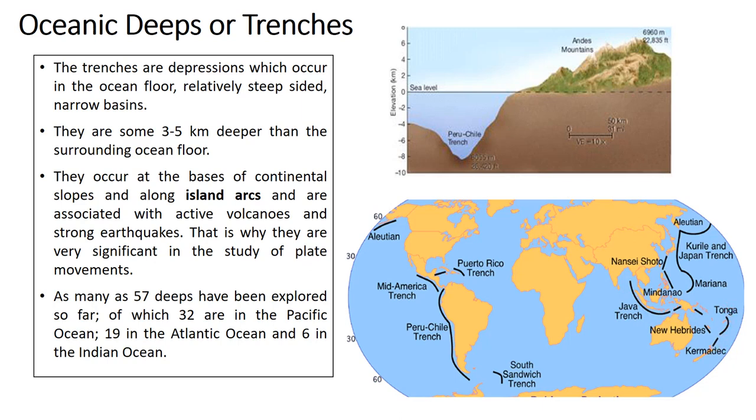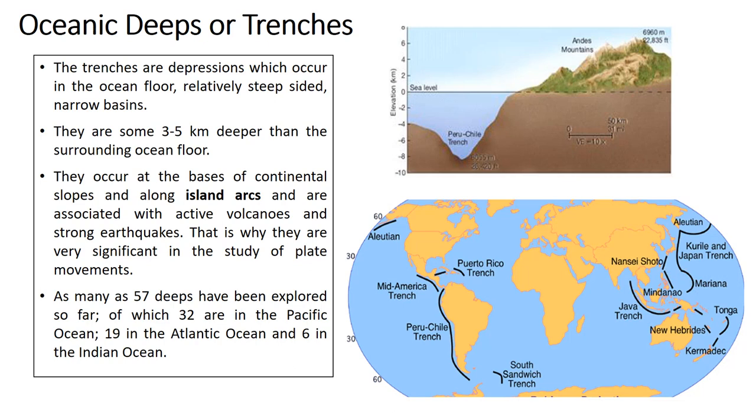And then we have this one, the Mariana Trench. This is the deepest trench in the world. Remember, it is 11,033 meters deep. Okay, the Mariana Trench, the deepest trench in the world. It is seen in the North Pacific Ocean. So this is known as the Mariana Trench.